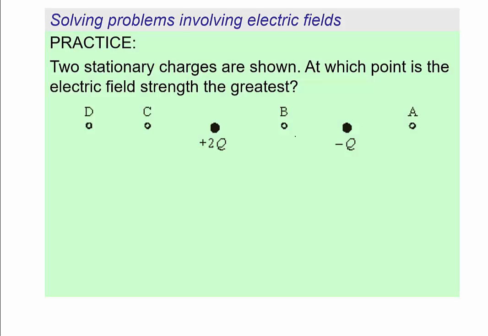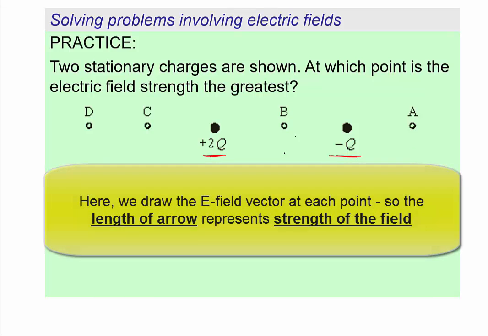So one last example here, we've got two charges, positive 2Q here, and negative Q here. And at what point is the electric field strength the greatest? So we need to consider the effect of both of those charges on each of these points in space to see at which point the electric field strength adds up the most. So what we'll do is to first consider 2Q.